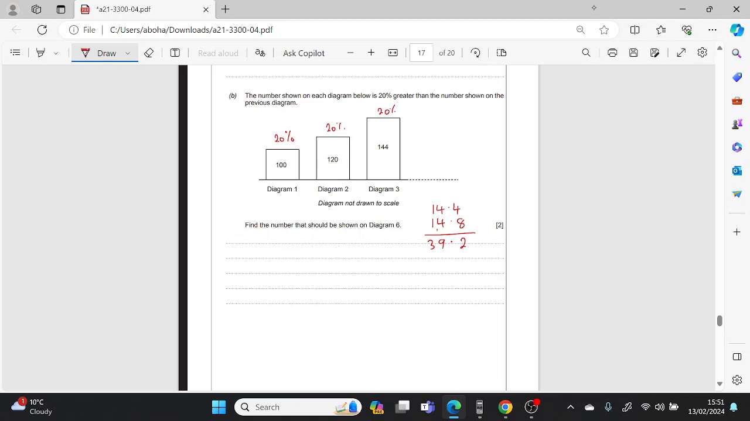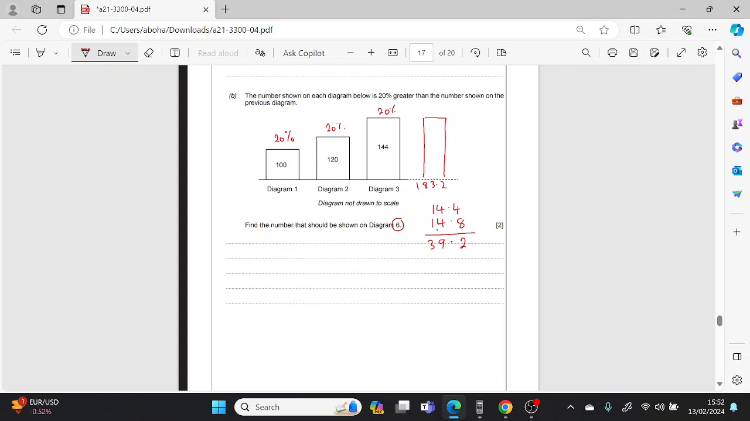Oh, I've just realised what the question is asking me. I do apologise. What should be on diagram 6? It's asking on diagram 6. Ah, right. Okay, so that's going to be 144 plus 28.8. Just for the sake of visual purposes, I'm not going to change the height, okay? And then just keep going now.